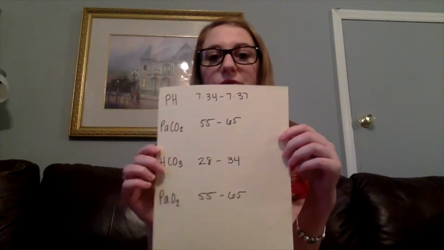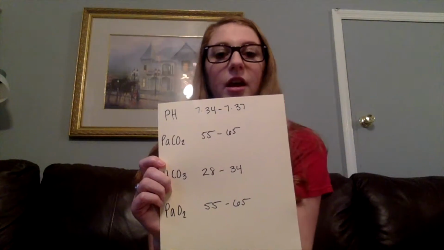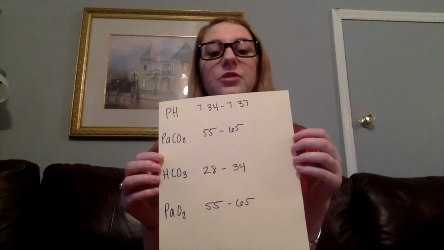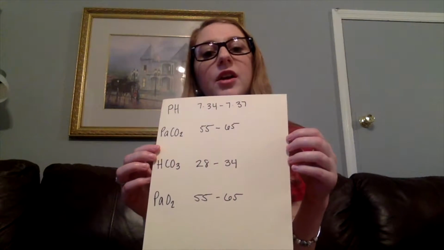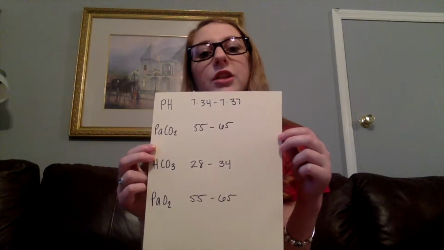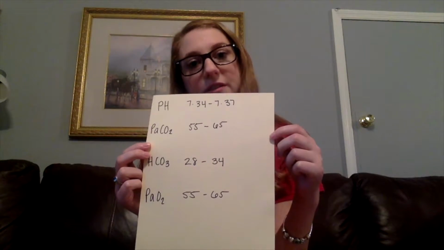These are the normal values for a patient with COPD. The pH is 7.34 to 7.37. The PaCO2 is 55 to 65. The bicarb, or HCO3, is 28 to 34, and the PaO2 is 55 to 65.